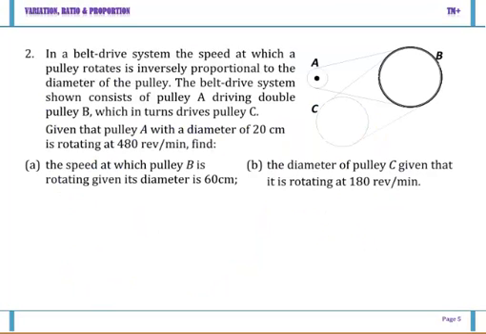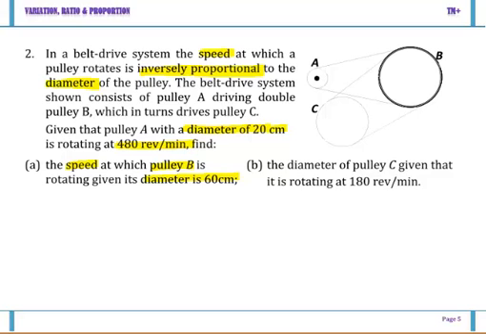Let's look at an application problem. This one says in a belt drive system, the speed at which a pulley rotates is inversely proportional. So speed is inversely proportional to the diameter of the pulley. The belt drive system shown consists of pulley A driving double pulley B, which in turn drives pulley C. Given that pulley A with diameter of 20 centimeters is rotating at 480 revs per minute, so that means diameter 20 centimeters gives a speed of 480 revs per minute. Find the speed at which pulley B is rotating given its diameter is 60 centimeters.